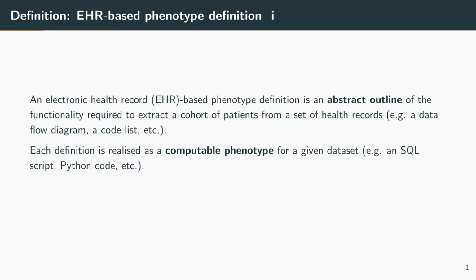I want to start with two high-level definitions. The first is of computable phenotypes themselves. Computable phenotypes are based on what we call EHR-based phenotype definitions, which are high-level pieces of logic that describe how to extract cohorts of patients from a given population, such as the population found within a set of health records. These high-level definitions are used to realize computational implemented forms, which we call computable phenotypes, and these can actually be executed in practice against something like a health record.